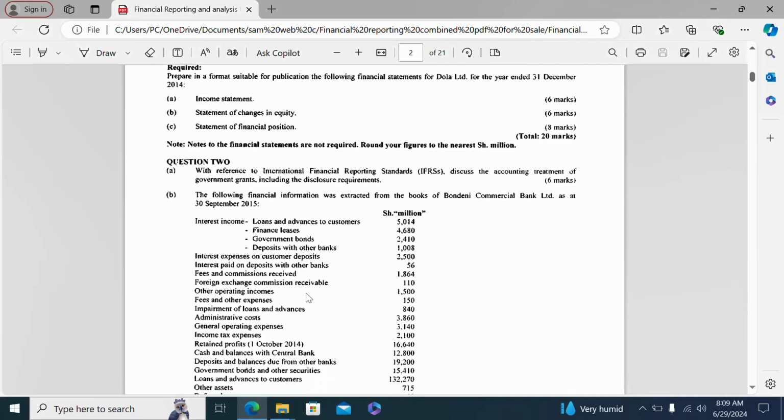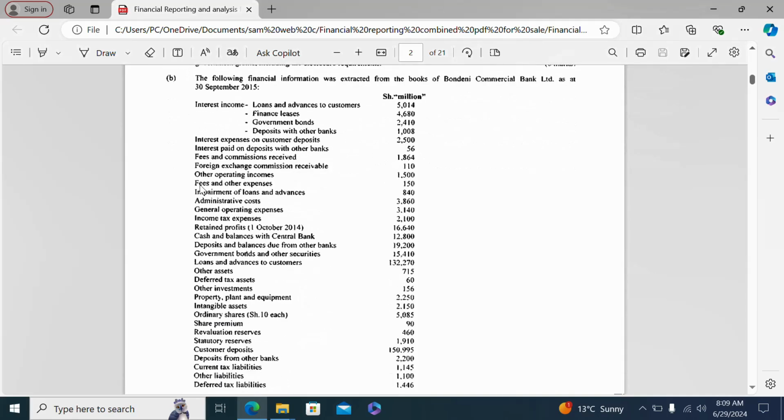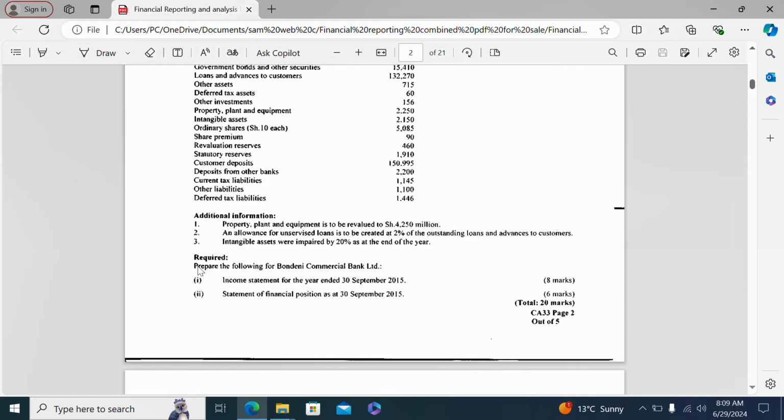Then question 2: with reference to International Financial Reporting Standards, IFRS, discuss the accounting treatment of government grants, including the disclosure requirements. Then Part B, this is information from the bank. Part B required, Roman 1, an income statement for the year ended 30th September 2015 for Bodeni Commercial Bank, and Roman 2, a statement of financial position as at 30th September 2015.